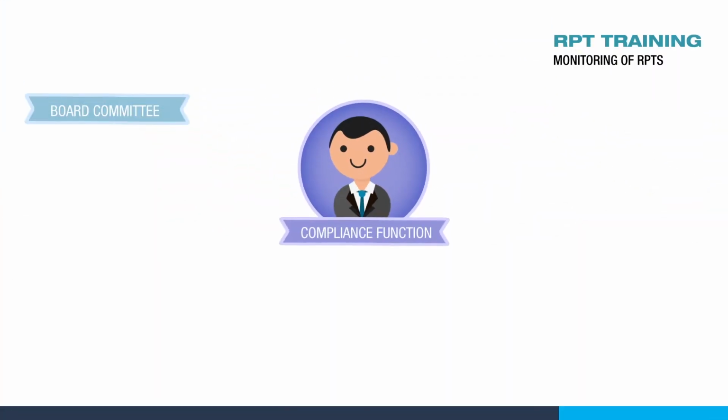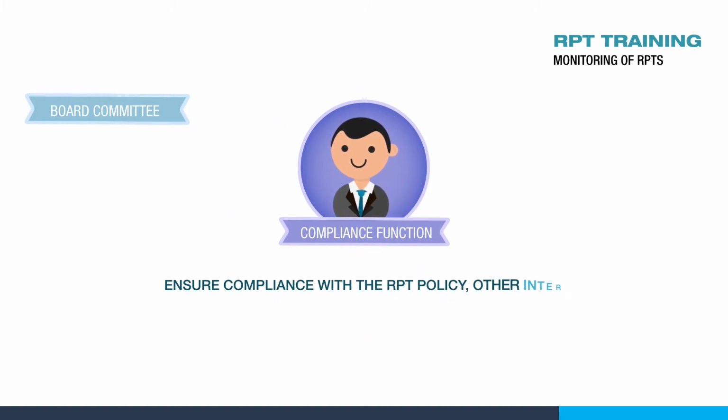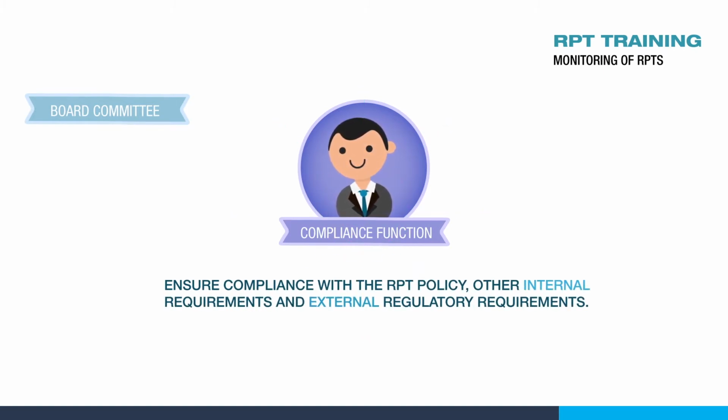Next, let's look at compliance function monitoring. The compliance function should make regular checks to ensure compliance with RPT policy and other internal and external regulatory requirements. It may be the first point of reporting related parties, RPTs, and changes to RPTs, and is often responsible for all record keeping, notification of interests, notification of RPTs, and changes to notifications regarding RPTs in a timely manner.